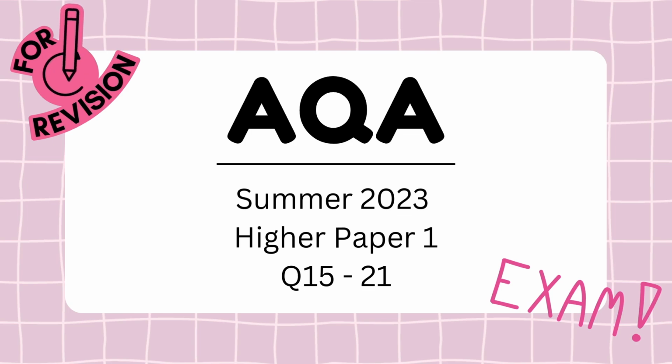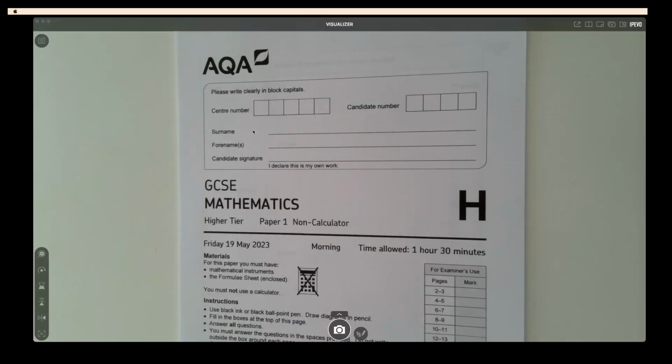Hi there. This video is an exam paper walkthrough of the AQA GCSE Mathematics Higher Tier Paper 1 from summer 2023. This paper is worth 80 marks in total, and this is the third video of 4. It will focus on questions 15 to 21, which account for 19 of these marks. AQA Paper 1s are non-calculator, so a calculator cannot be used.